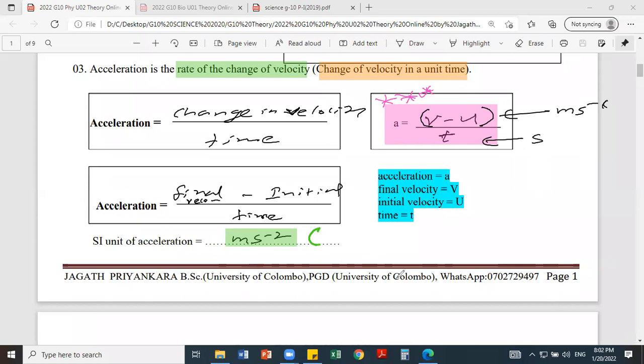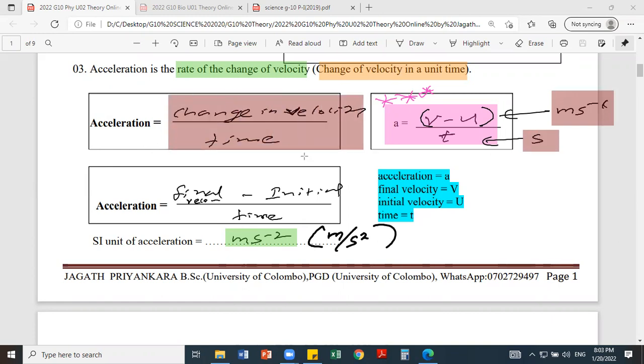But the SI unit of length or distance is meters, and the SI unit of time is second. Therefore, within brackets, this is also accepted. m over s squared, that is also accepted. But normally we call it meters per square second. Right, meters per square second. So next week I will be doing the calculation. Today I gave only the theory.